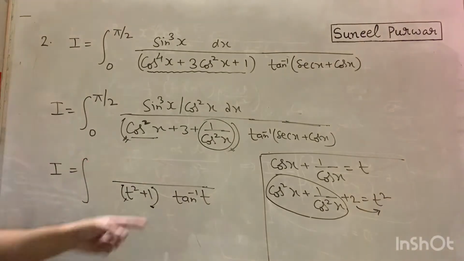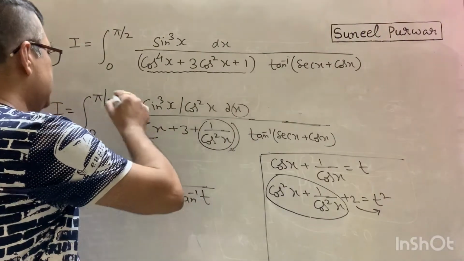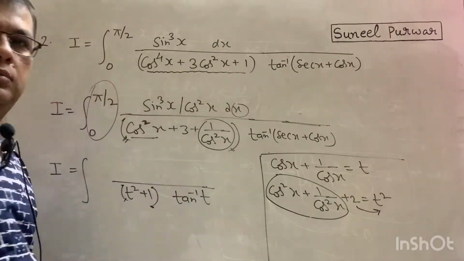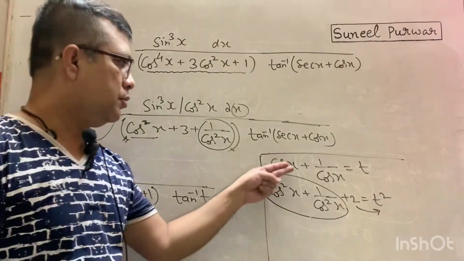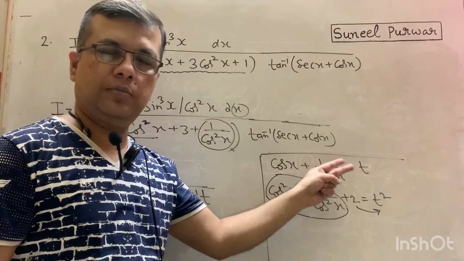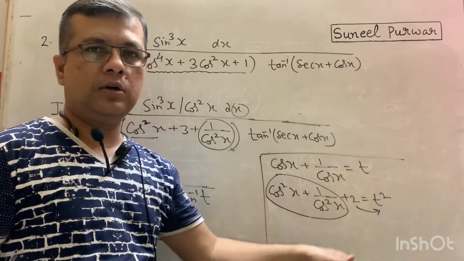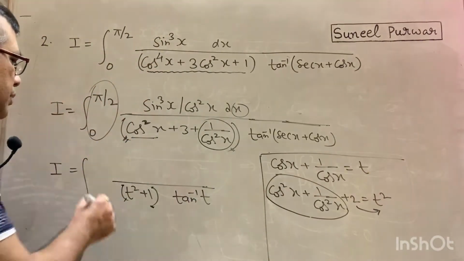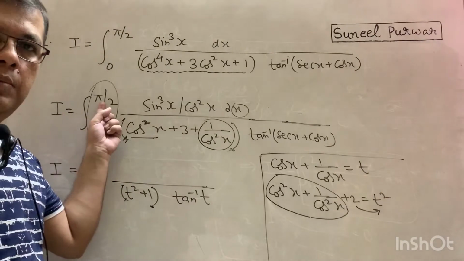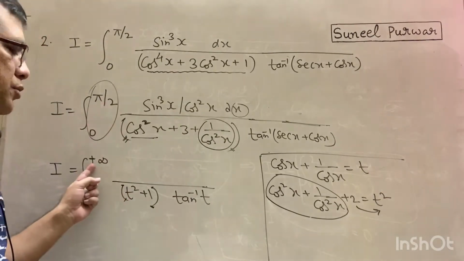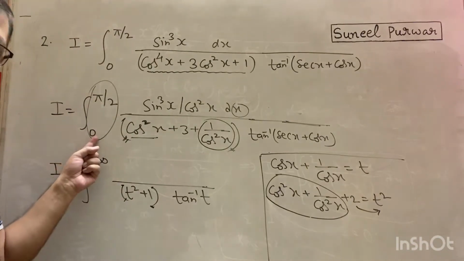So this is dx. X values are from 0 to pi by 2. In 0 to pi by 2, cos x is positive. So positive plus positive is a positive number only. So t values are always positive. So that is infinite but positively biased. So for upper limit pi by 2, the corresponding upper limit is what? Plus infinite.